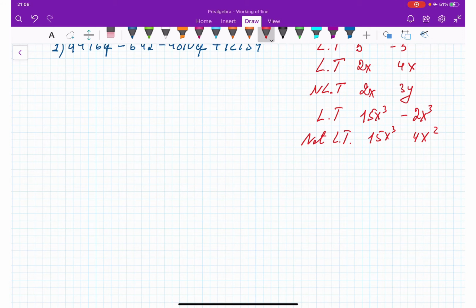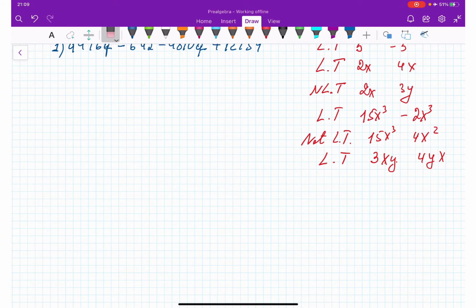Next, let's say we have another term, 3xy, and I have 4yx. These are going to be like terms. Why? Because xy means x times y, and yx means y times x. Now you tell me, 3 times 4 or 4 times 3, does it make a difference? No, it doesn't make a difference. Therefore, 3xy and 4yx are like terms.